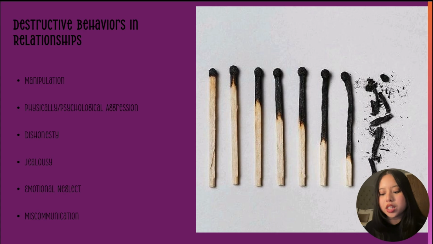Jealousy. Jealousy can create a very toxic environment. Emotional neglect, which involves ignoring or minimizing the other person's needs or feelings. And miscommunication. Miscommunication can lead to many misunderstandings throughout the relationship, and it can be very destructive as well.